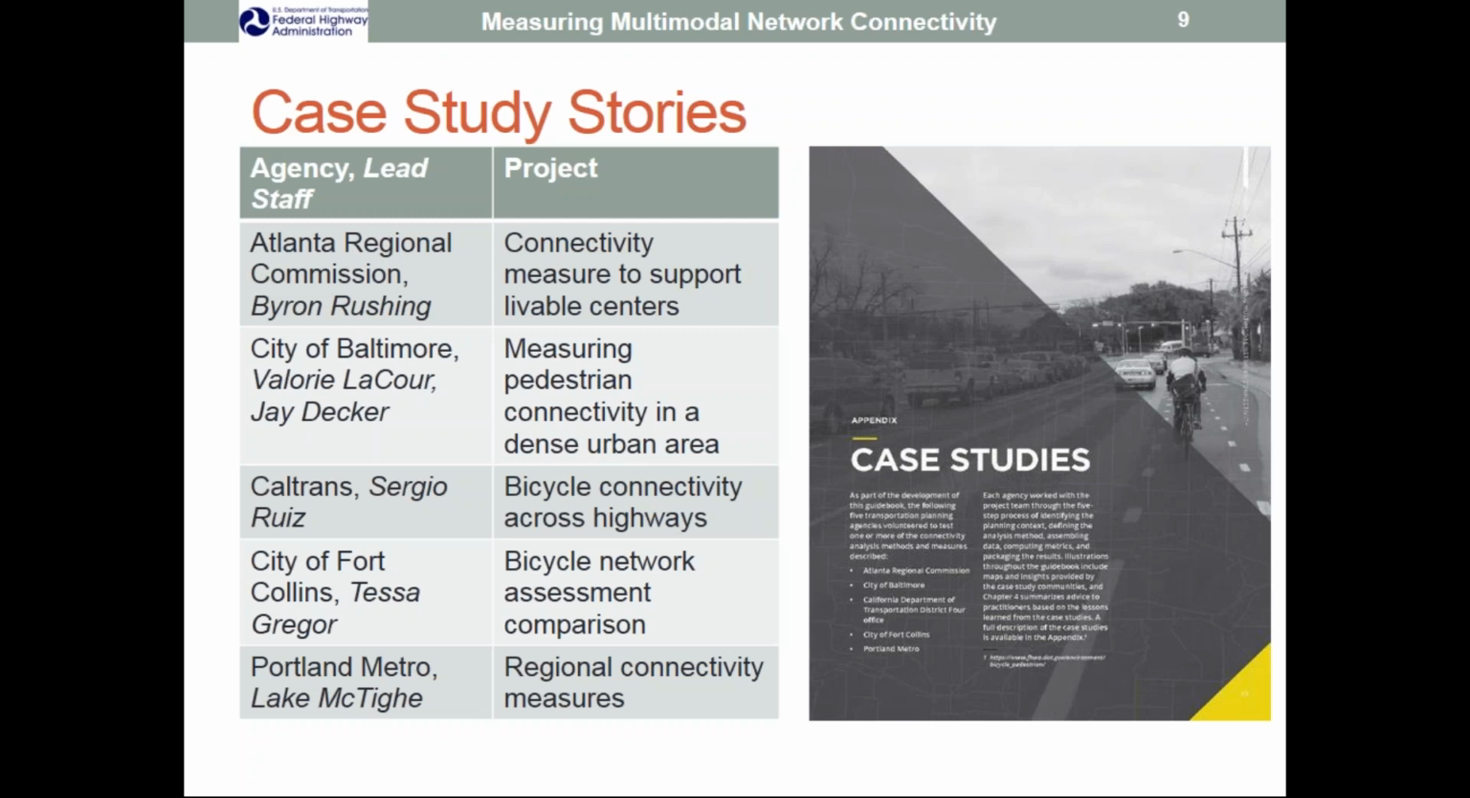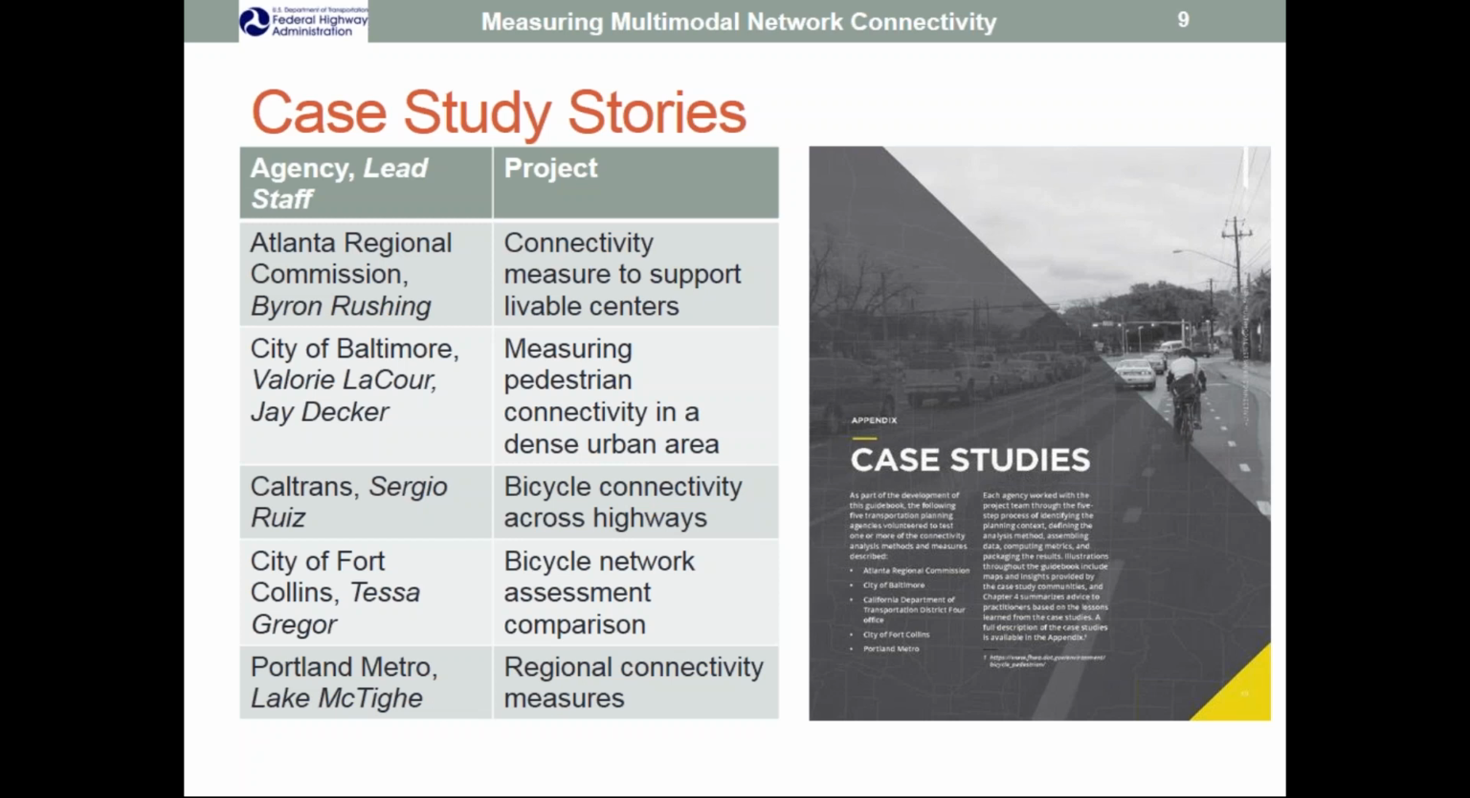So we had 5 agencies that worked with us over the course of the project. Atlanta Regional Commission, and I give a shout out to Byron Rushing for all of his work working with our team on that. The City of Baltimore, Valerie LeCoeur and Jay Decker. Caltrans, the DOT for the state of California, and Sergio Ruiz worked with us from there. Fort Collins and Tessa Greger, and Portland Metro with Lake Meteague, all did a lot of work with us to test out measures, to try applying them in new ways, to see what lessons we could learn. And we're going to share with you some of just the highlights.